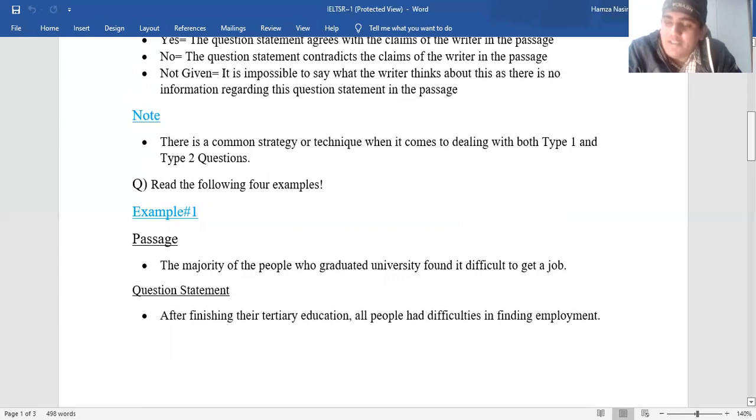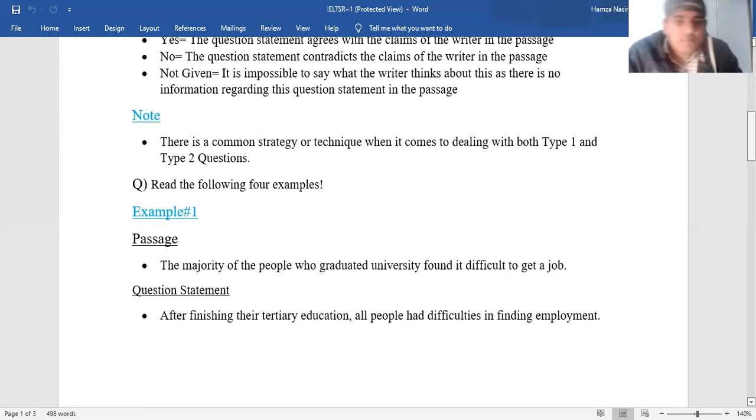Now, in what case will the answer be true? When the question statement is verified by the information in the passage. In what case will the answer be false? When the question statement is rejected or disproved by the information in the reading passage, and it is not given when you simply have insufficient evidence.